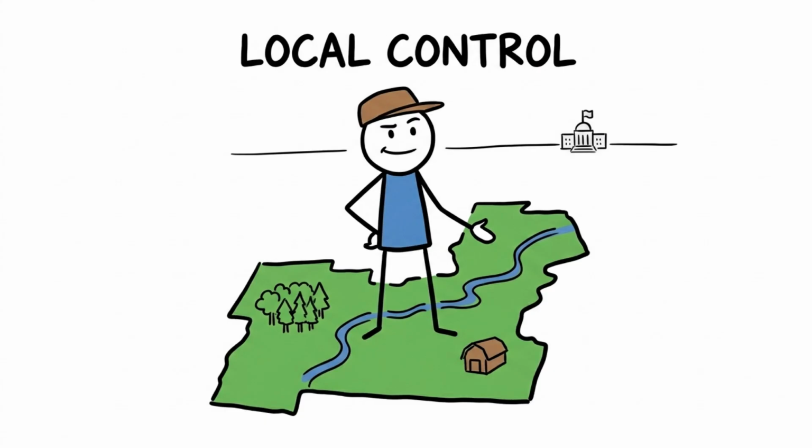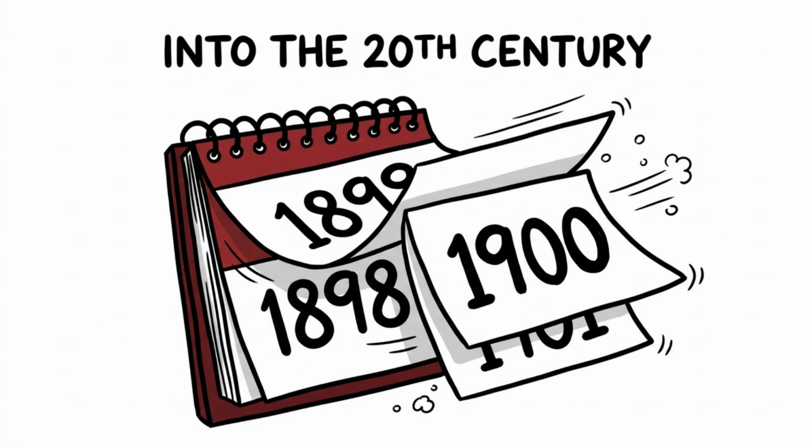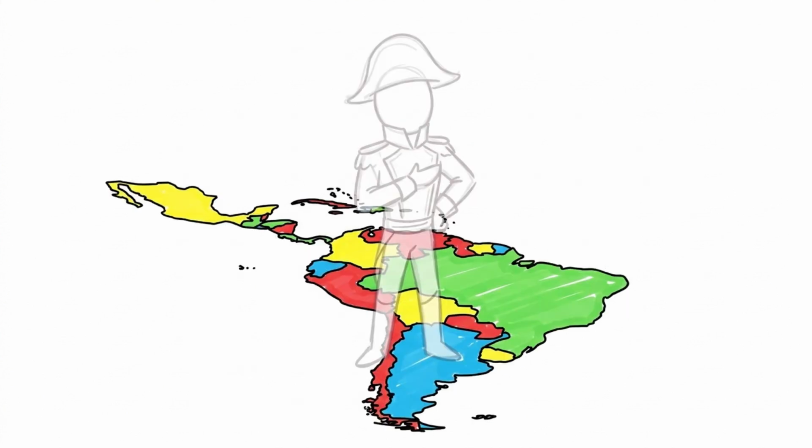A landowner in one province had far more to gain from controlling his local government directly than from being one voice among many in a distant federal capital. Unity, from this perspective, often looked like a threat to local privilege, rather than an opportunity for collective strength. You can trace this same pattern into the 20th century, long after the original independence wars had ended.